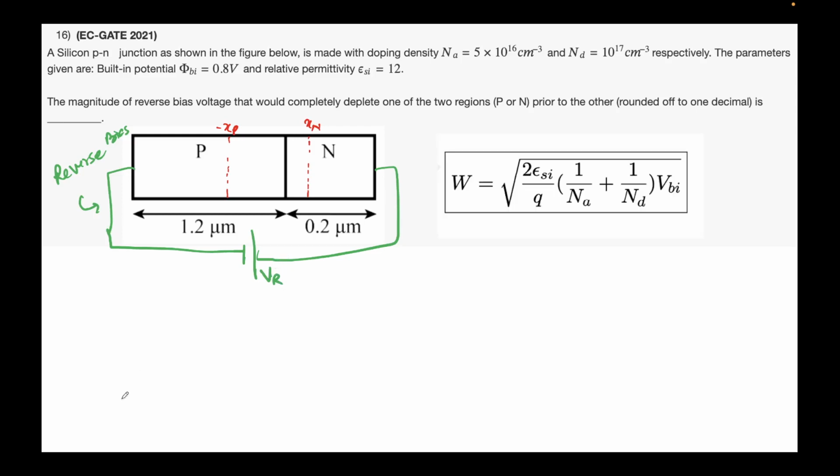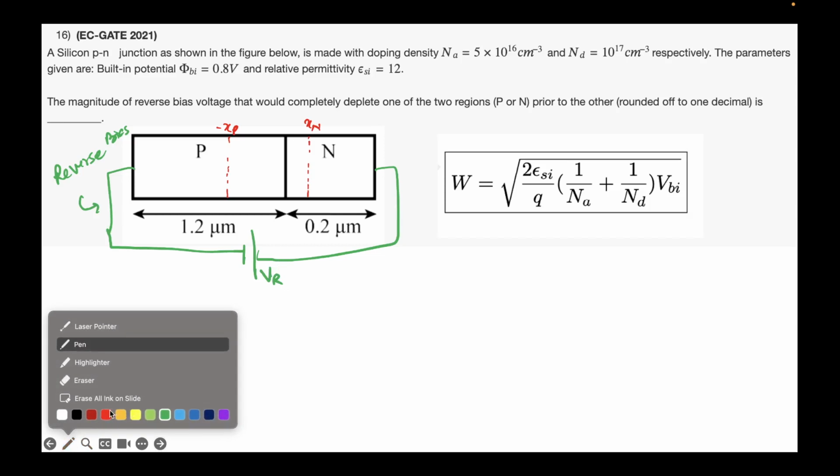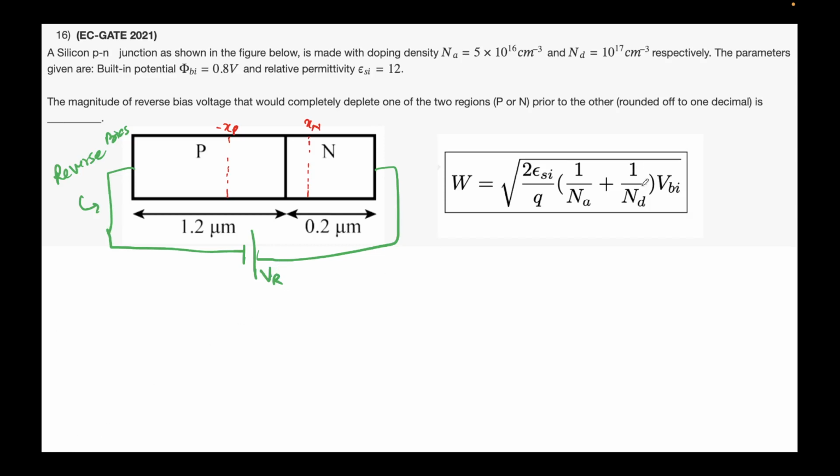Okay, this is the expression, right? So how does this expression change? Its only change is like this. This is the only small change that happens: VBI will become VBI plus VR. How it comes, we'll see in the next class when we talk about reverse biasing a diode. But this problem can be solved today also. So VBI plus VR. Okay, fine.